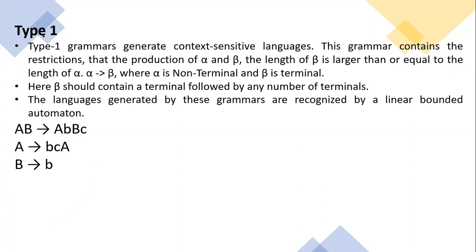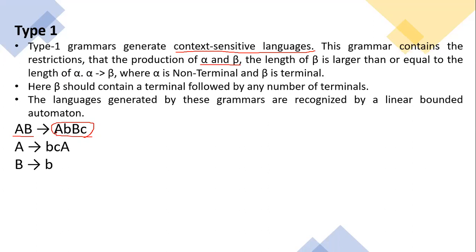The next one, type 1 grammar, is called context sensitive language. This grammar contains a restriction on the production. Here also the form is alpha tends to beta. The length of beta is larger than or equal to the length of alpha. The left side is denoted by alpha and the right side, beta, is the right side element.